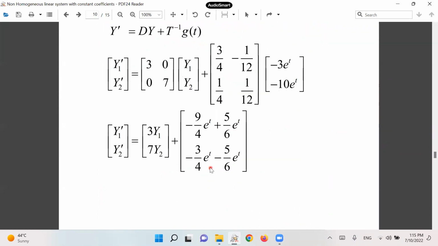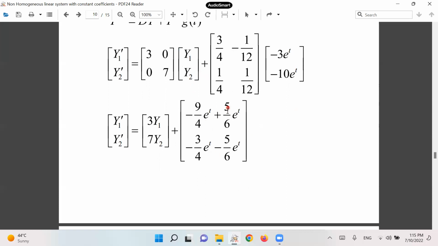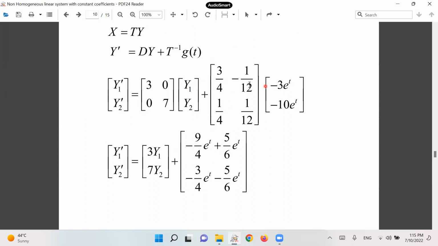Here, substitute all these values and just multiply this with this. So these are the matrix multiplication, that row will be multiplied with column and this row will be multiplied by this column, and we add them. So 3 over 4 multiplied by minus 3 into e power t. So it becomes 3 into 3, 9 over 4 into e power t, plus this 1 over 12 multiplied by minus 10 into e power t. So it becomes 5 over 6 into e power t.